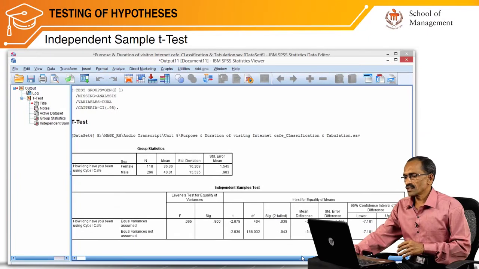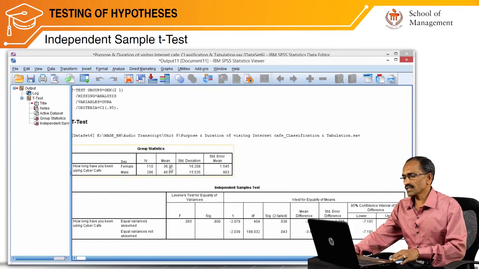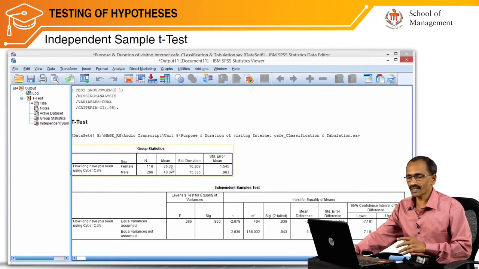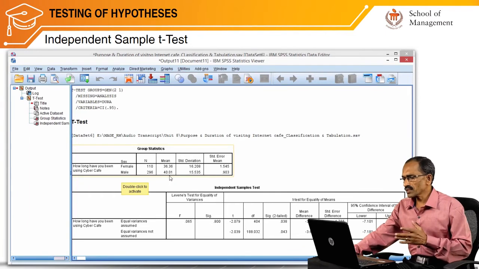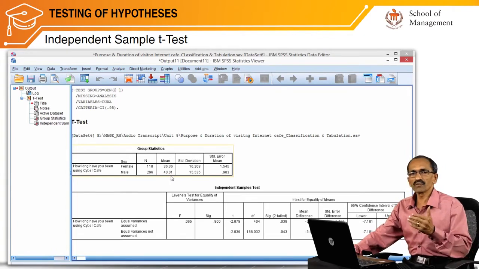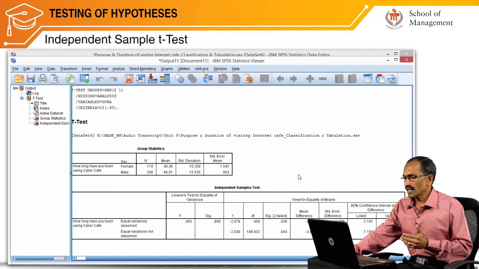So here, this group statistics simply represents the actual mean estimated for male and female. The values show that the female duration is 36.36 and the male usage of cyber cafe is 40.40. What was our hypothesis? Our hypothesis was that there is no significant difference between the duration of cyber cafe usage between male and female. And this is the table to be interpreted.